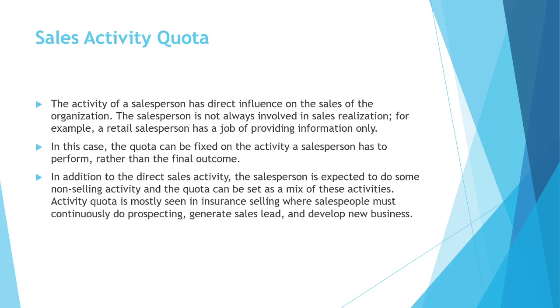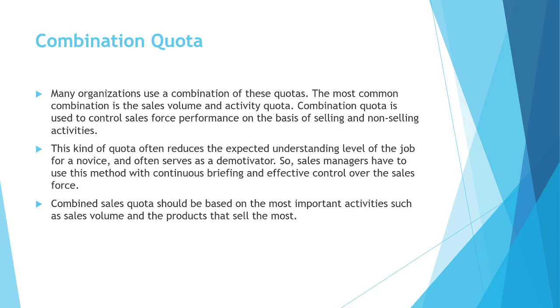Sales activity quota. The activity of a salesperson has direct influence on the sales of the organization. In this case, the quota can be fixed on the activity a salesperson has to perform rather than the final outcome. In addition to the direct sales activity, the salesperson is expected to do some non-selling activity, and the quota can be set as a mix of these activities. Activity quota is mostly seen in insurance selling, where salespeople must continuously do prospecting, generate sale leads, and develop new businesses.